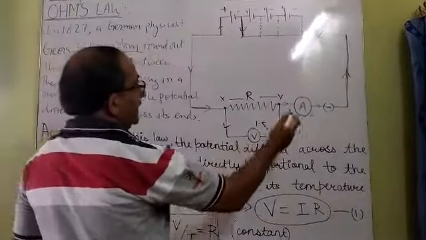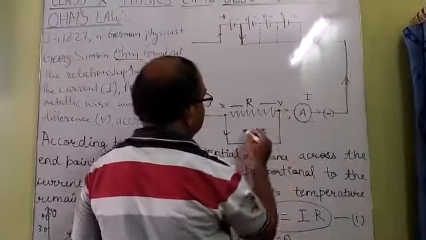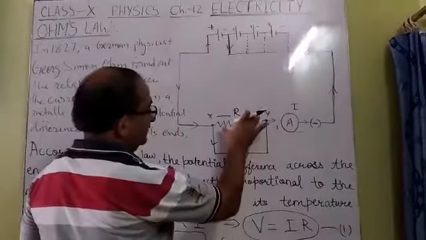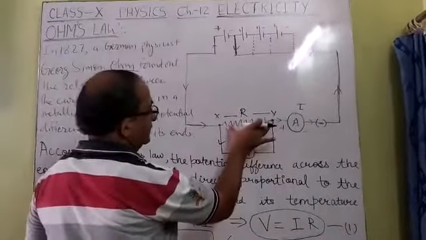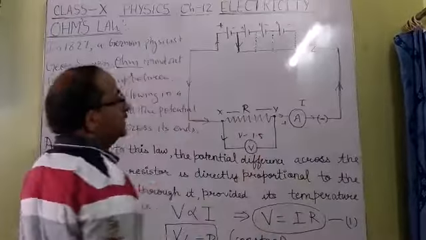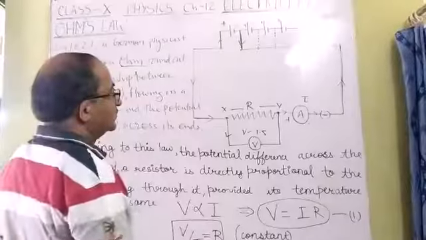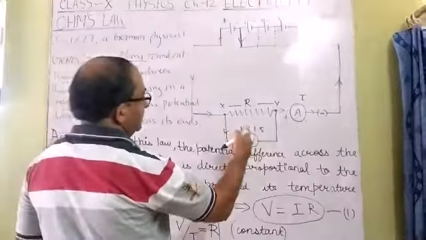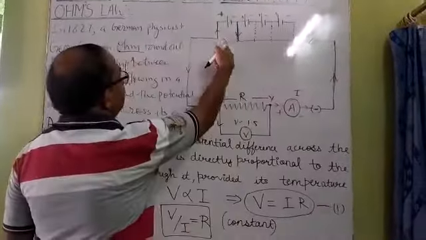In that time we have to read the current also. This is the value of V. With the voltmeter we can measure the potential difference across the endpoints of the wire, and with the help of the ammeter we can measure the current. So right now we are measuring both quantities with the help of a single cell.